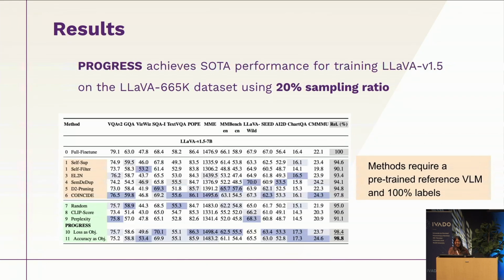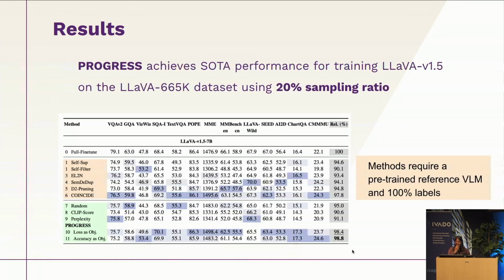And long story short, this model achieves state-of-the-art performance on different architectures and different data sets. But the punchline here is this performance is achieved with only a 20% sampling ratio, which means that with only 20% of the full data, we are able to achieve performance which is close to the full fine-tuning performance. And there are a bunch of other methods which are also trying to solve the same goal, and we show that we outperform those methods as well.